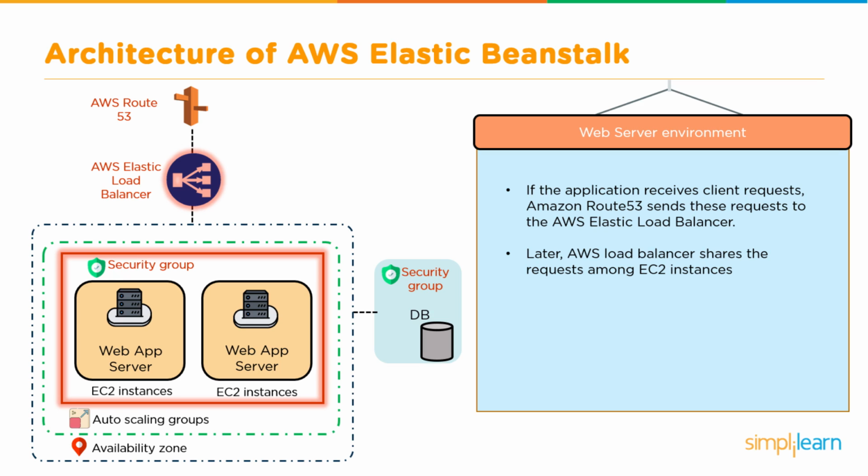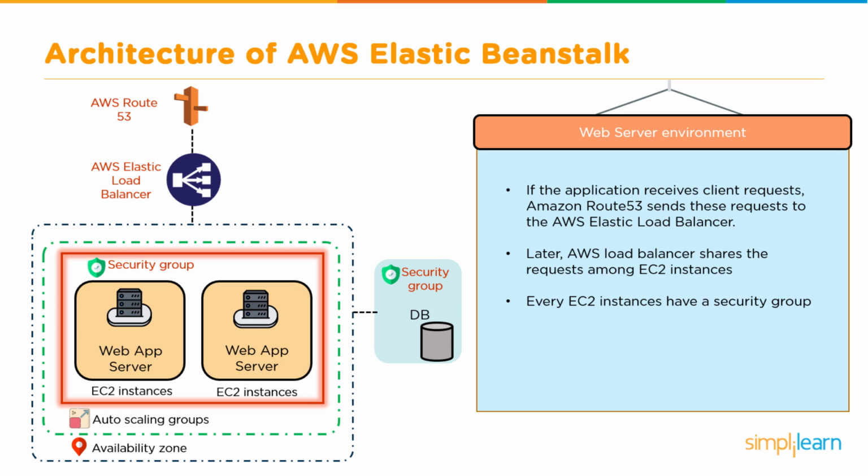Later, the load balancer shares those requests among the EC2 instances. How does that happen? It happens using a predefined algorithm. The load is distributed equally to both EC2 instances, or n number of EC2 instances running in the availability zone. Now in the availability zones, every EC2 instance would have its own security group.